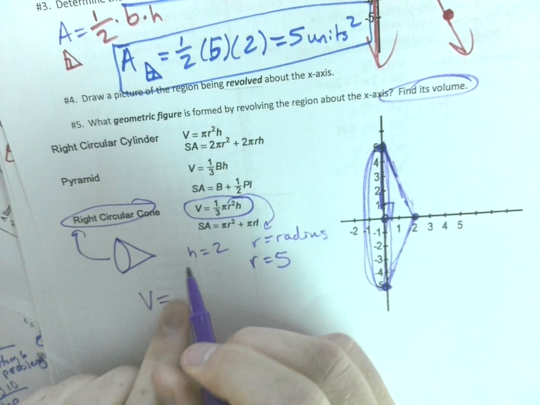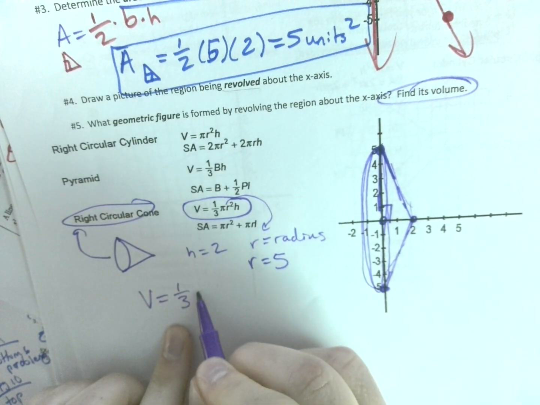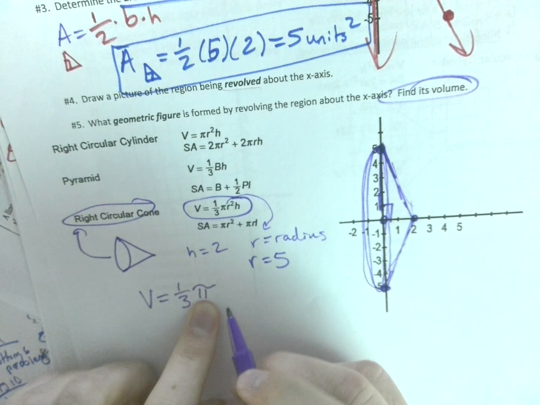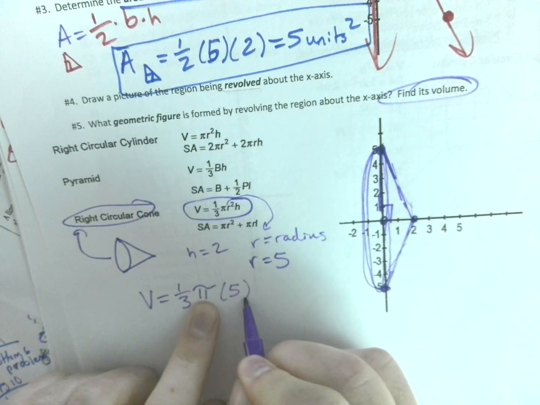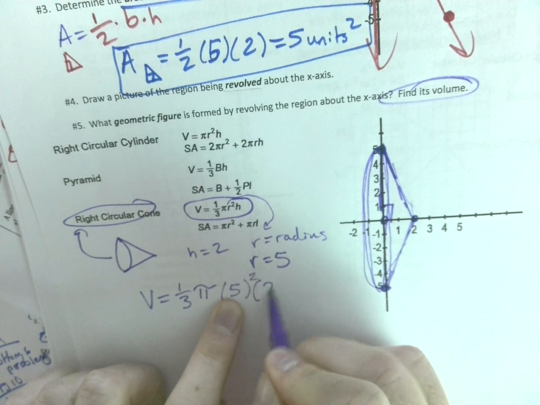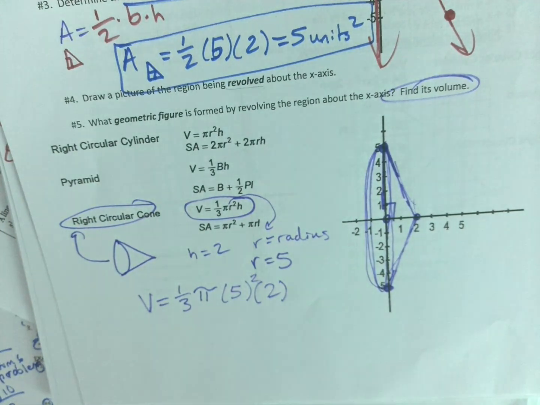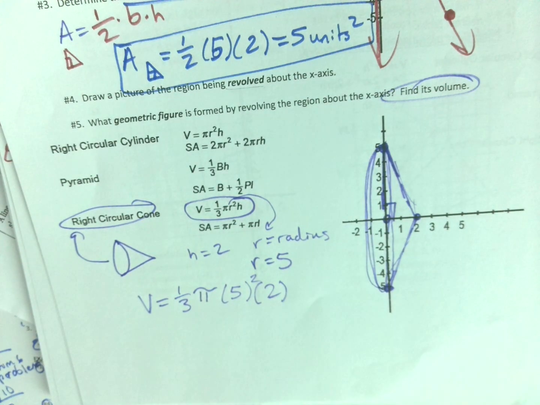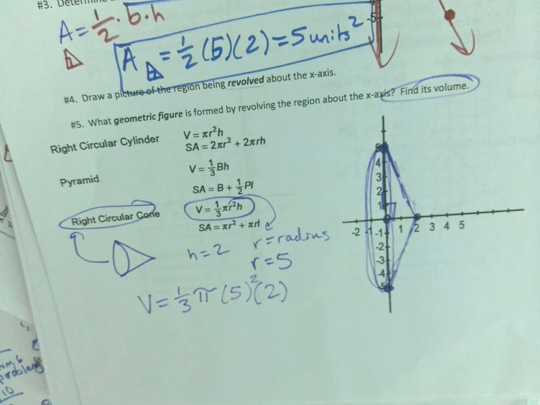Your volume is going to be 1/3 pi. Been a minute since we've seen pi. Yeah, times 5 squared times 2. We're just plugging in our height and our radius here, guys. And here's what I want you to do. Leave this in terms of pi. In other words, do not multiply pi in. Leave pi to the side.